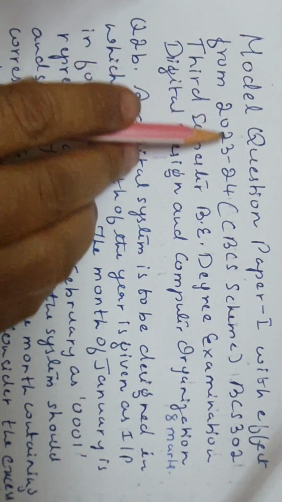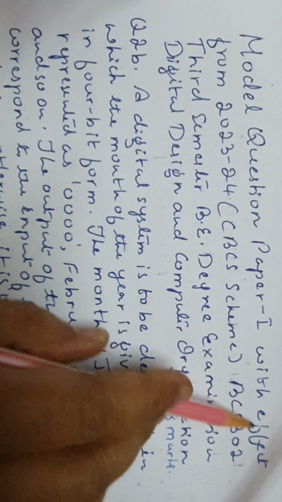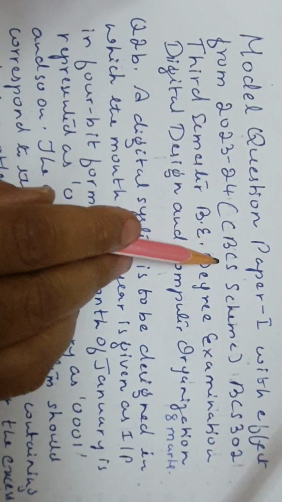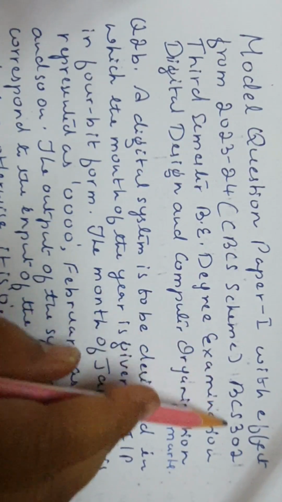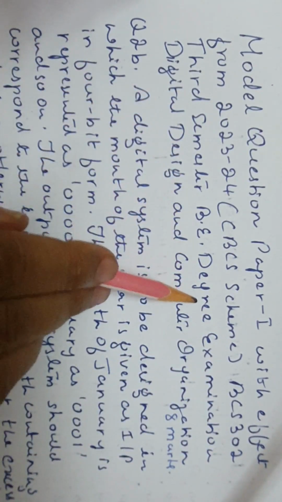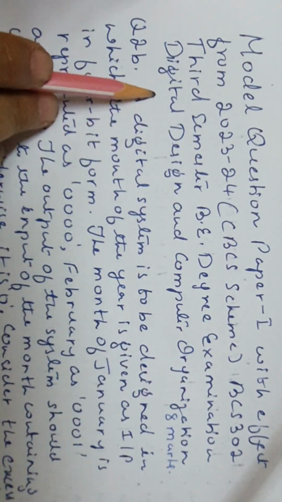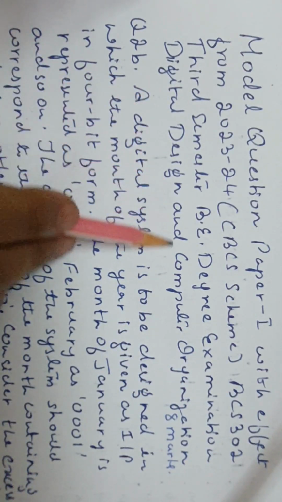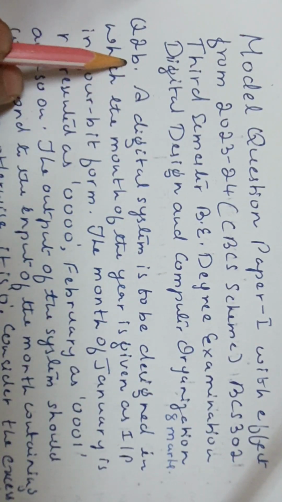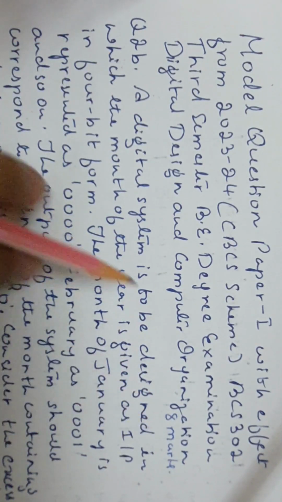Today we shall discuss model question paper 1 with effect from 2023-24, that is the current year, CBCS scheme, BCS302, this is the subject code. This is for the third semester BE degree examination and the subject name is Digital Design and Computer Organization. In that, question number 2b asked for 8 marks.